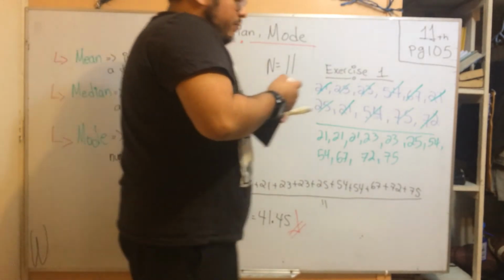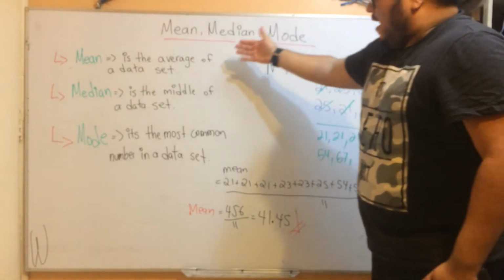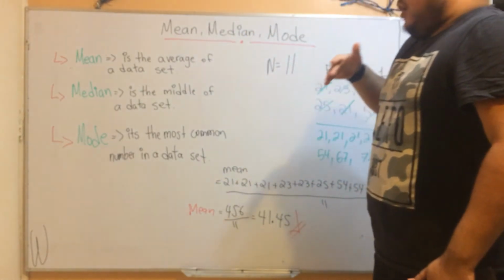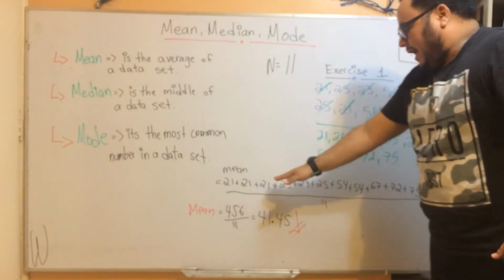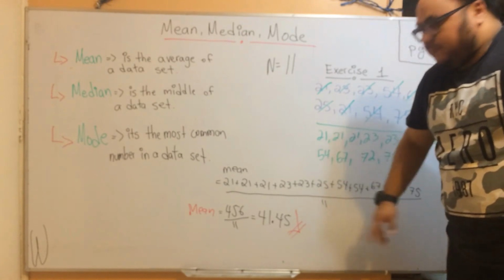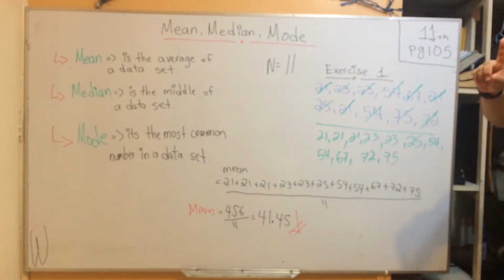Let's remember the definition of the mean. The mean is the average of a data set. When we calculate an average, we add all of these numbers and divide by the amount of data. So that is the mean. That is the first thing.